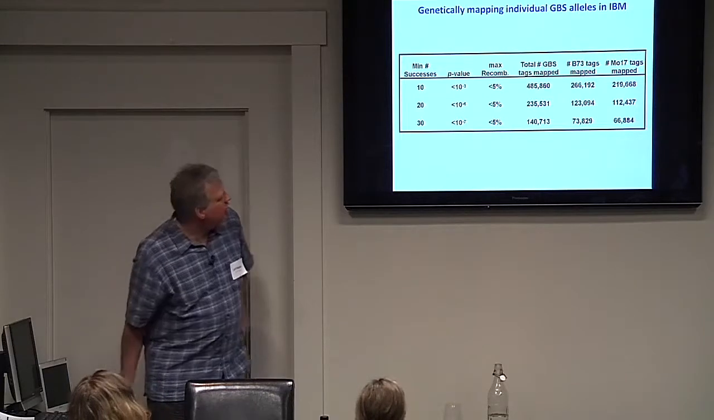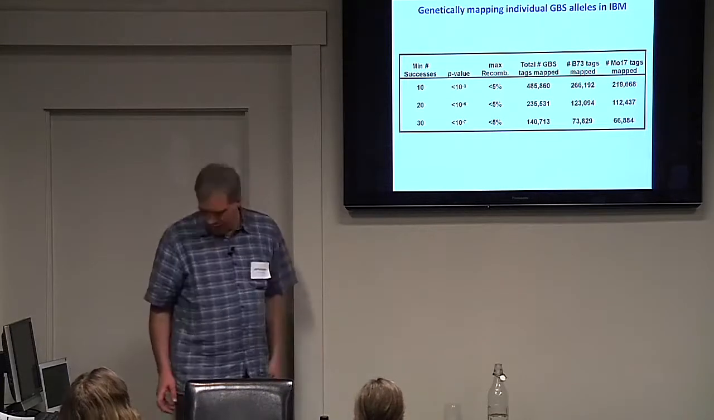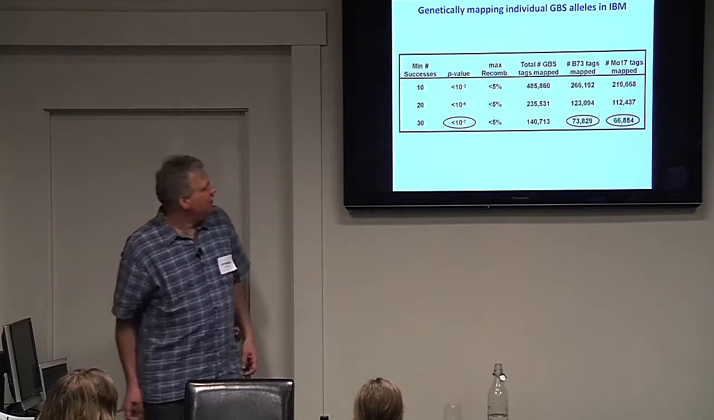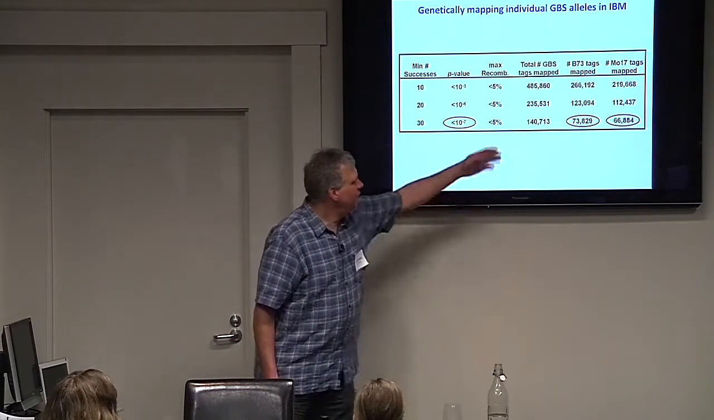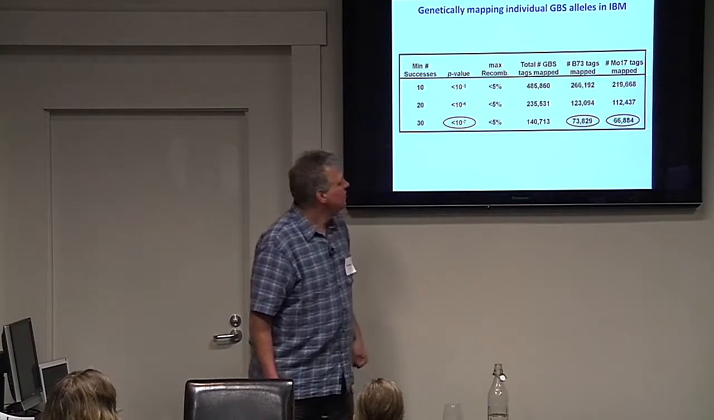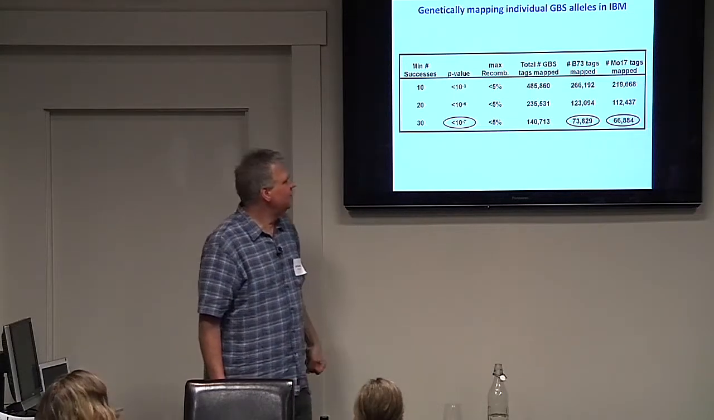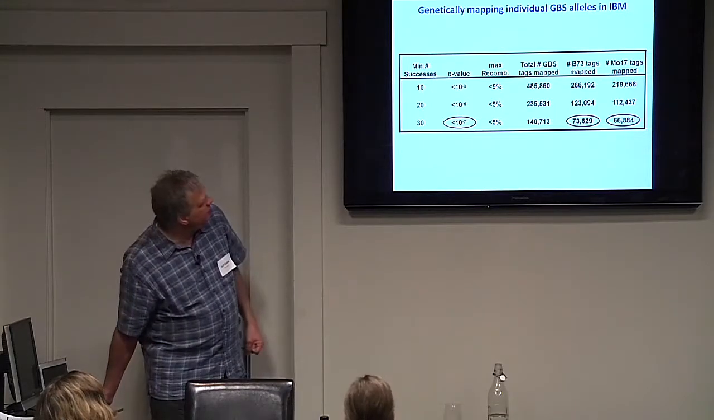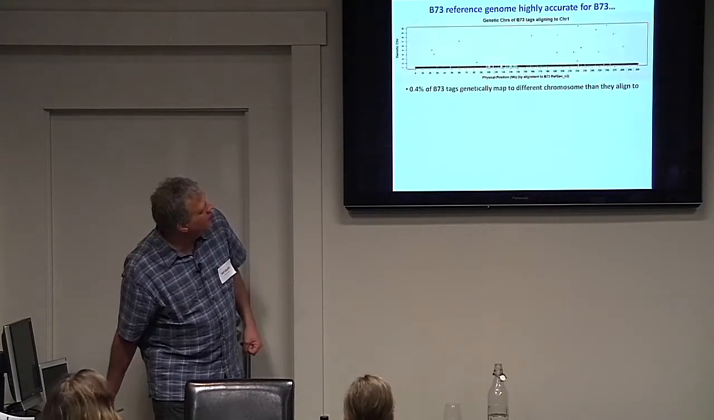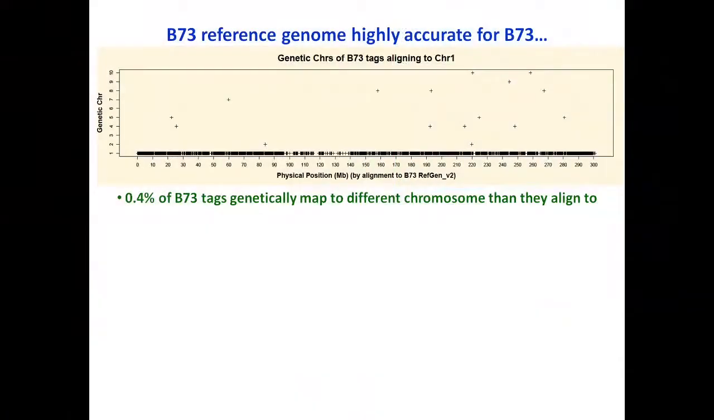Okay, so I can do that with different p-value cutoffs. For my next slide, I focus on this higher level p-value cutoff, and I have about 74,000 B73 tags and 67,000 Mo17 tags mapped like that. So I plotted for just things that align to chromosome 1. Here's B73 tags that align to chromosome 1. When you do a sequence alignment, they align to chromosome 1.